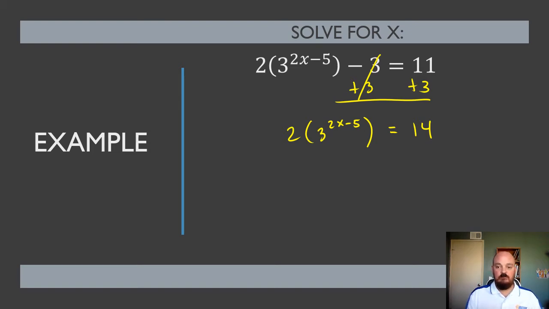Now, before I do the next step, let me tell you something you can't do here, because people do this all the time. They multiply. They go, okay, so 2 times 3 is 6, so I have 6 to the 2x minus 5 equals 14. That's wrong. And you can never multiply something that does have an exponent with something that doesn't. They have to remain separate. So we do not want to do that. Let's get rid of that.